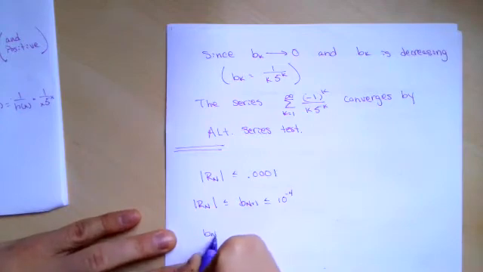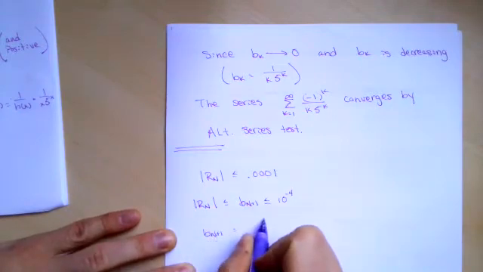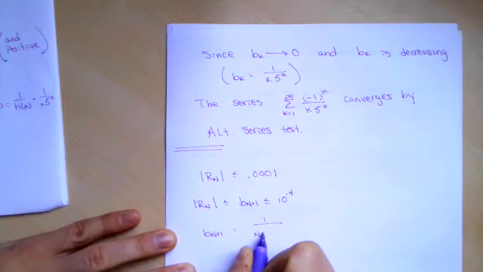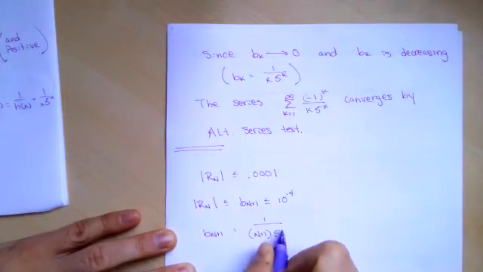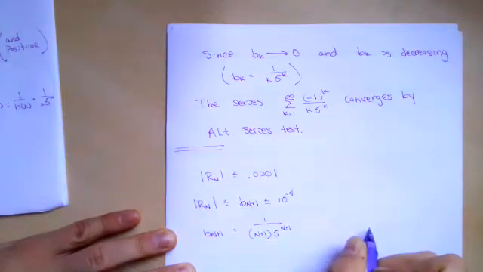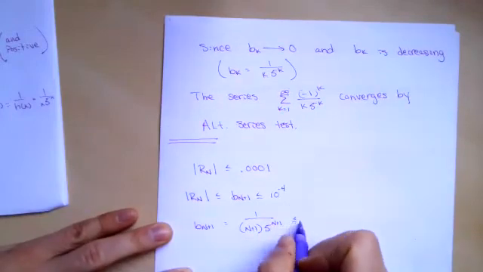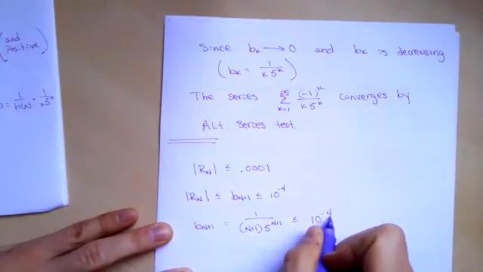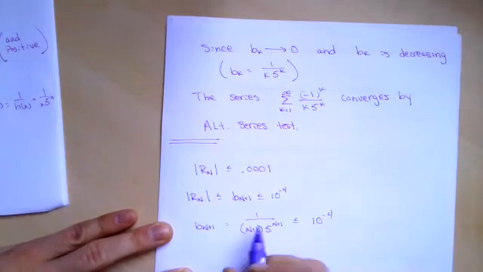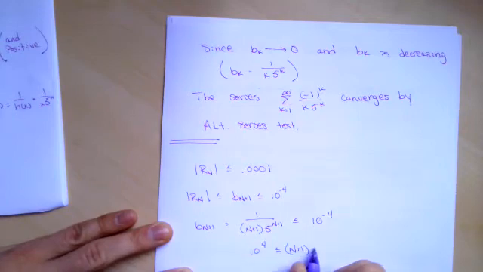So our b_(n+1) is 1 over n plus 1, 5 to the n plus 1. And we want that less than 10 to the minus 4. And so we can cross multiply and get 10 to the 4th is less than or equal to n plus 1, 5 to the n plus 1.